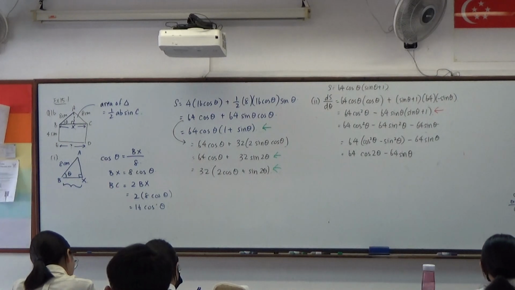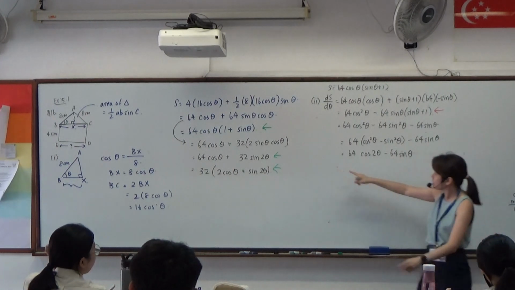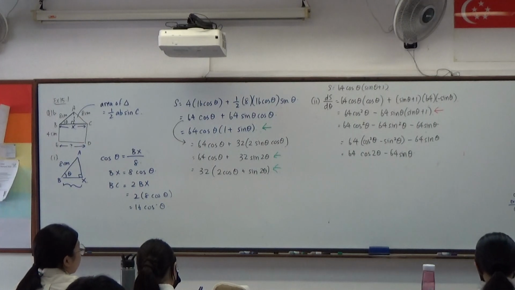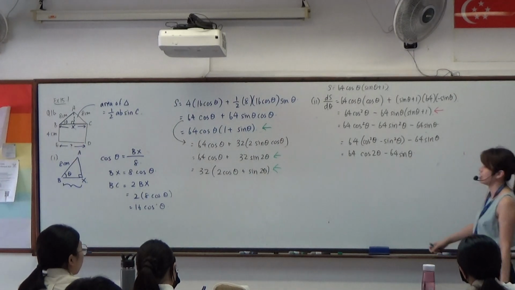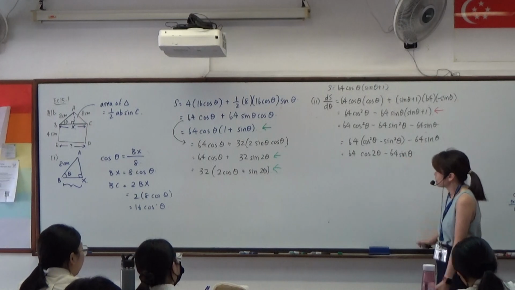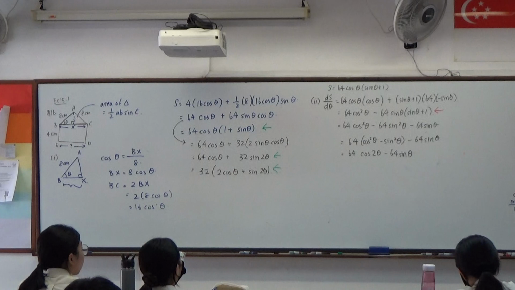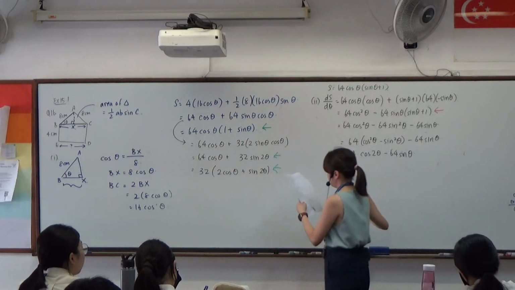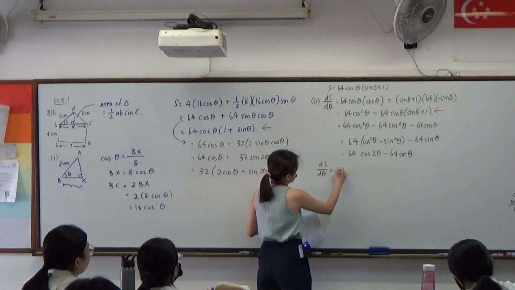By the way, I don't expect you to memorize your sine double angle and your cosine double angle. All these are formulas that will be found in your formula list. But with practice you will get used to it and be able to recognize them fast enough. I don't know whether you will commit to memory, but then you have your formula list to go back on to check. So arriving here, dS over d theta equals to 0.